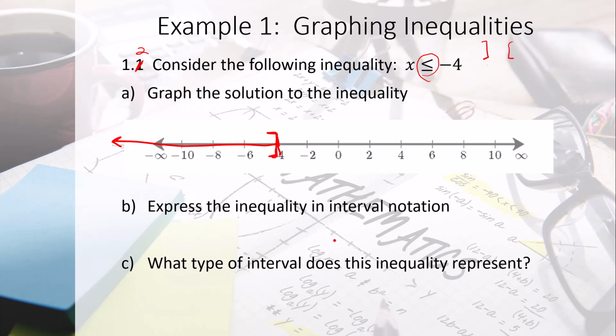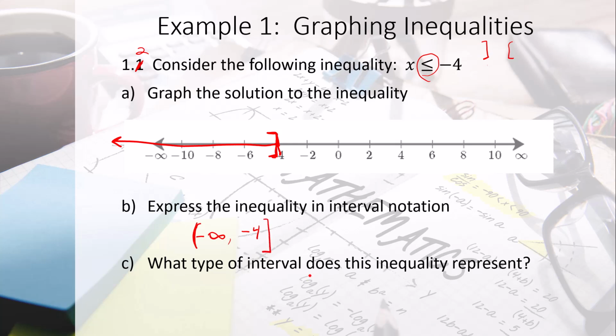How would we express this inequality in interval notation? Well, notice we are starting at -infinity, and we are going to go all the way up. So all values of x less than or equal to -4. So we're starting at -infinity. We're going to go all the way up to -4. Once again, you can never reach -infinity, so we would put a parenthesis here. And since we have a non-strict inequality, we have a bracket here.